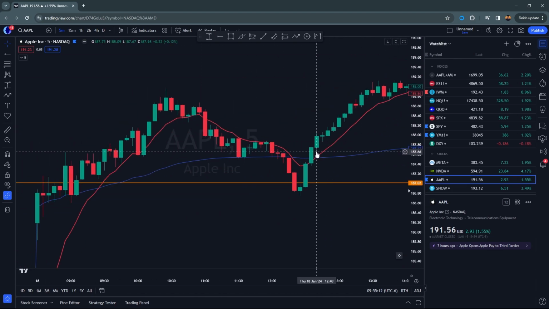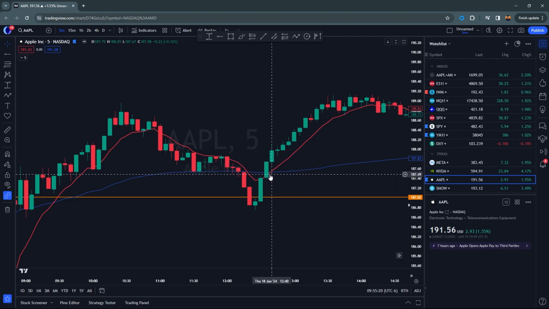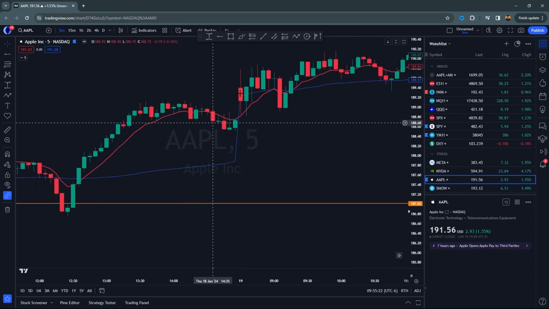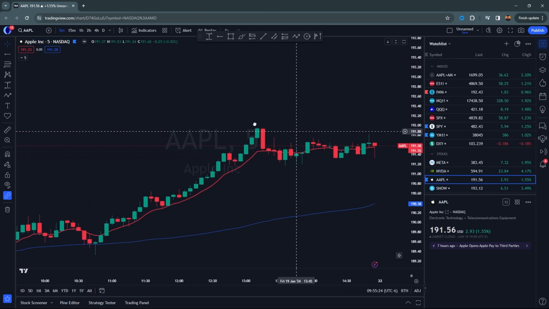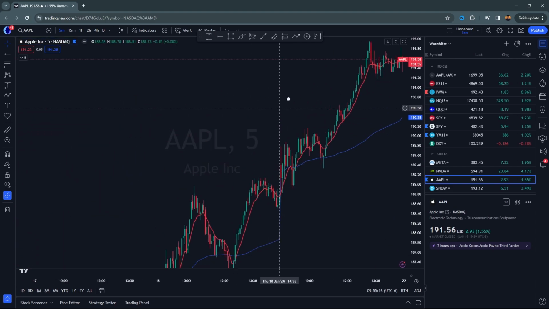So going back over to Apple, when you're doing this, you want to see the 9 EMA. If you haven't watched the 9 EMA video, it's somewhere down below or on the channel, so make sure you check it out. It's a scalping cheat code. That's the hint in the name of the video. So you get above the 5 minute 9 EMA and you just grind to the upside over and over.